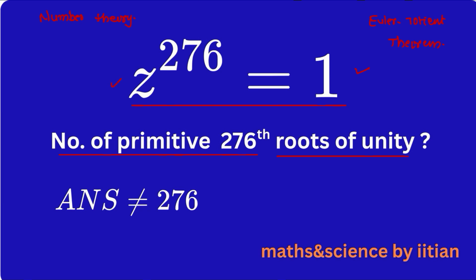complex numbers and roots of unity. And z to the power of 276, where z is a complex number, is equal to 1. Then how many primitive 276th roots are there in the given equation? The answer is certainly not 276. It is other than 276, because we are talking about the primitive roots.